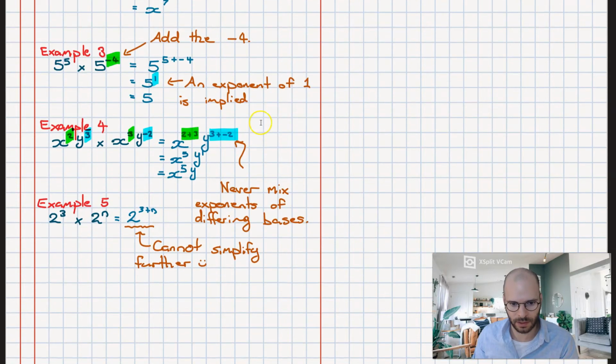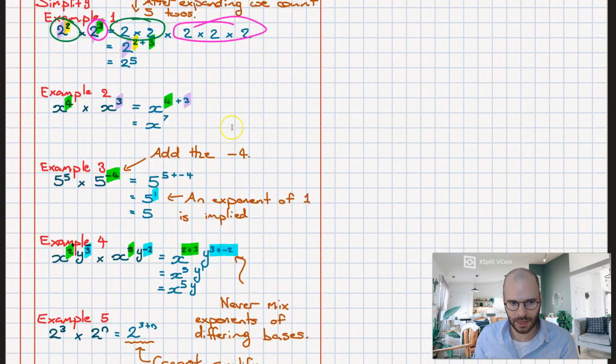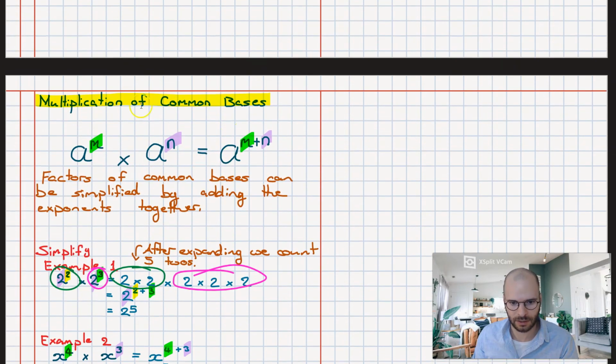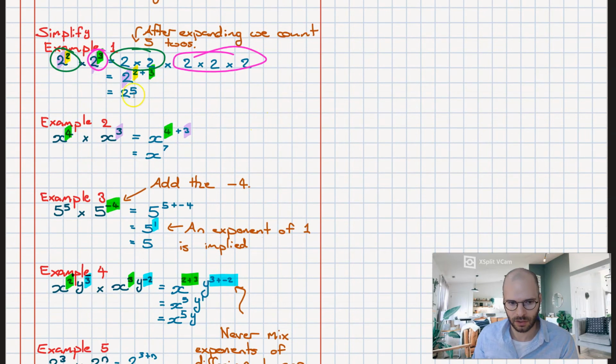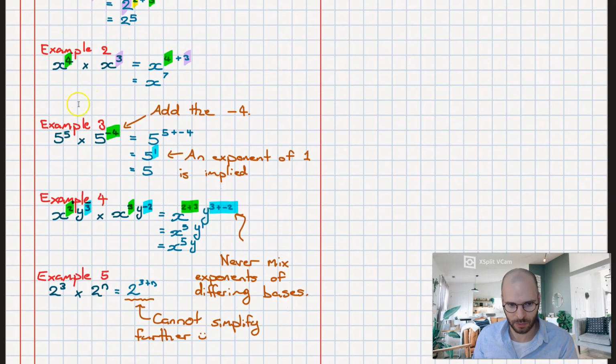So this has been a video demonstrating how we can apply the index law pertaining to the multiplication of common bases to simplify some numerical expressions and some algebraic expressions.